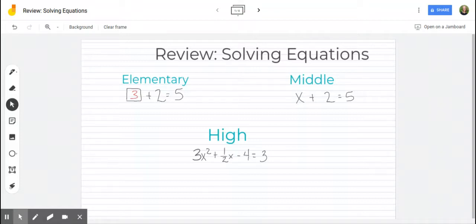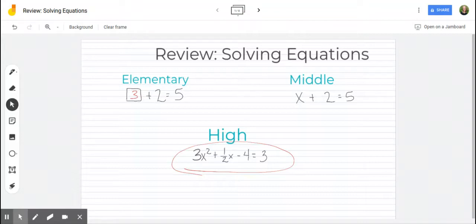And then in 8th grade and then in high school, you are going to get equations where they look a lot more complicated. So you can't just do it in your head. So if you can't just do the math in your head, how do you solve for X? So that's what we're going to review today.